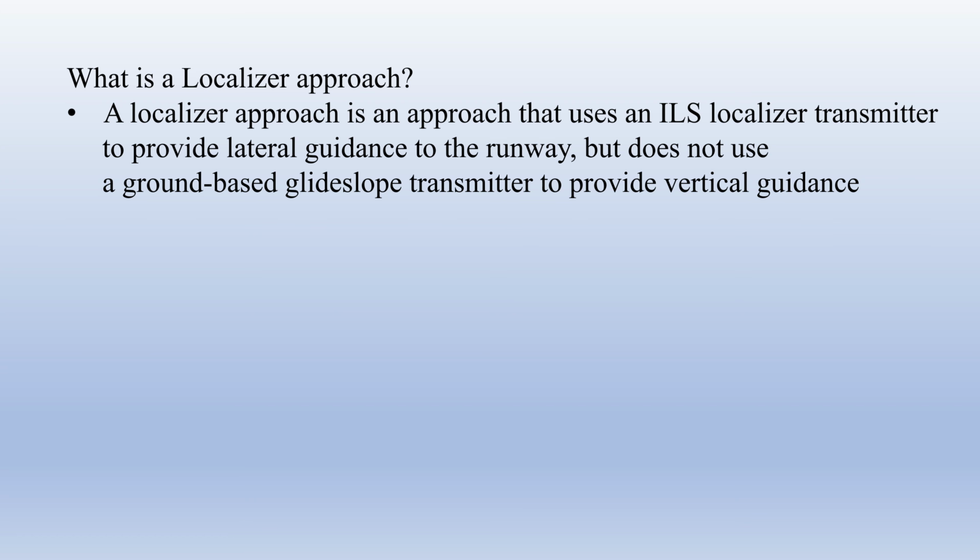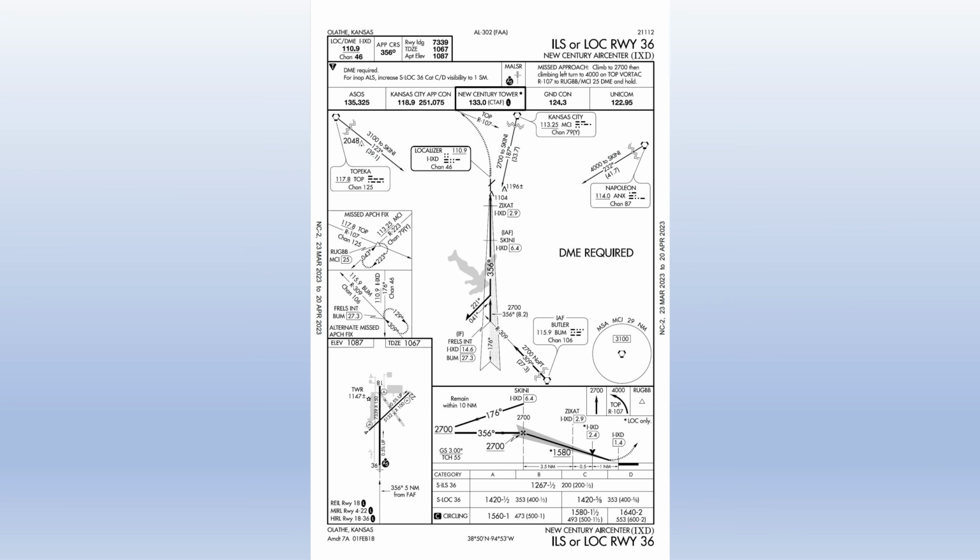So what is a localizer approach? A localizer approach is an approach that uses an ILS localizer transmitter to provide lateral guidance to the runway, but does not use a ground-based glide slope transmitter to provide vertical guidance like a full ILS system. So basically, it's an instrument landing system or ILS approach that does not have a glide slope for vertical guidance. It should be noted that most standard ILS approaches can be flown as localizer approaches. You'll notice that on the procedure title for an ILS approach, it usually says ILS or localizer approach, meaning the plate can be used to shoot either type of approach.